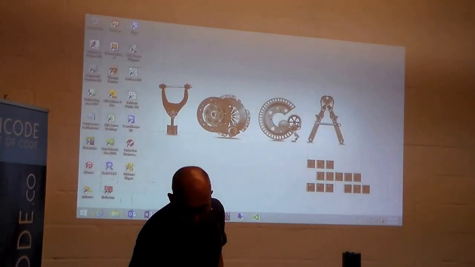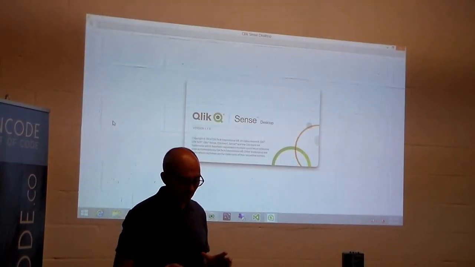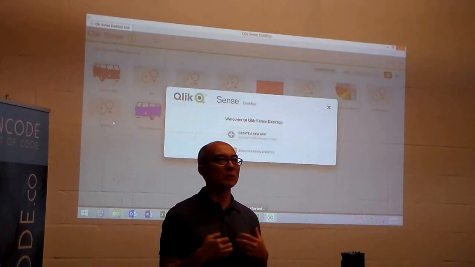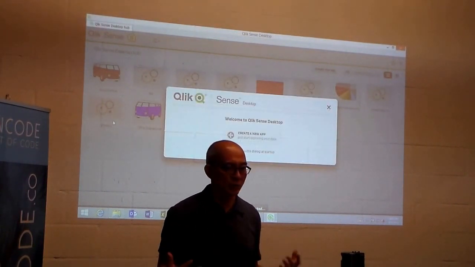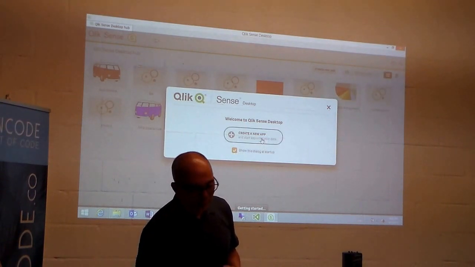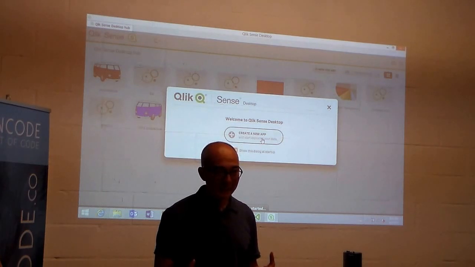Let me pull it up. QlikSense is a new platform that is more geared toward business users, or users that just want a lot of easy visualization. So you can very easily create any visualization with QlikSense.